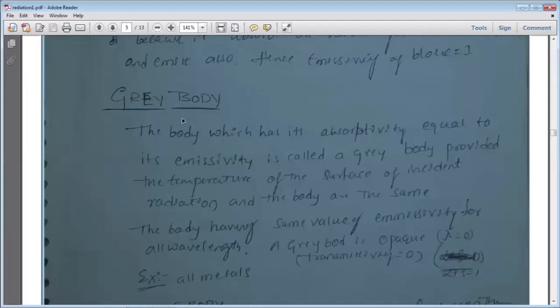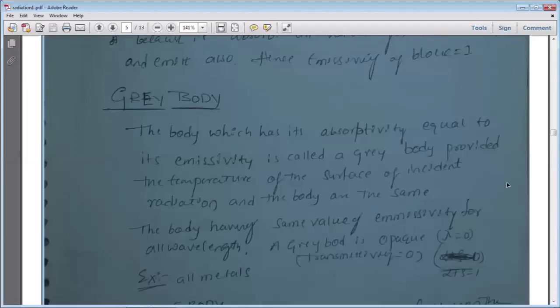What is the meaning of the gray body? A gray body has its absorptivity equal to the emissivity, provided the temperature of the surface of incident radiation and the body are the same. The surface temperature and the body temperature will be the same. In that case, the absorptivity and the emissivity of the gray body will be equal. Such types of body are called a gray body.